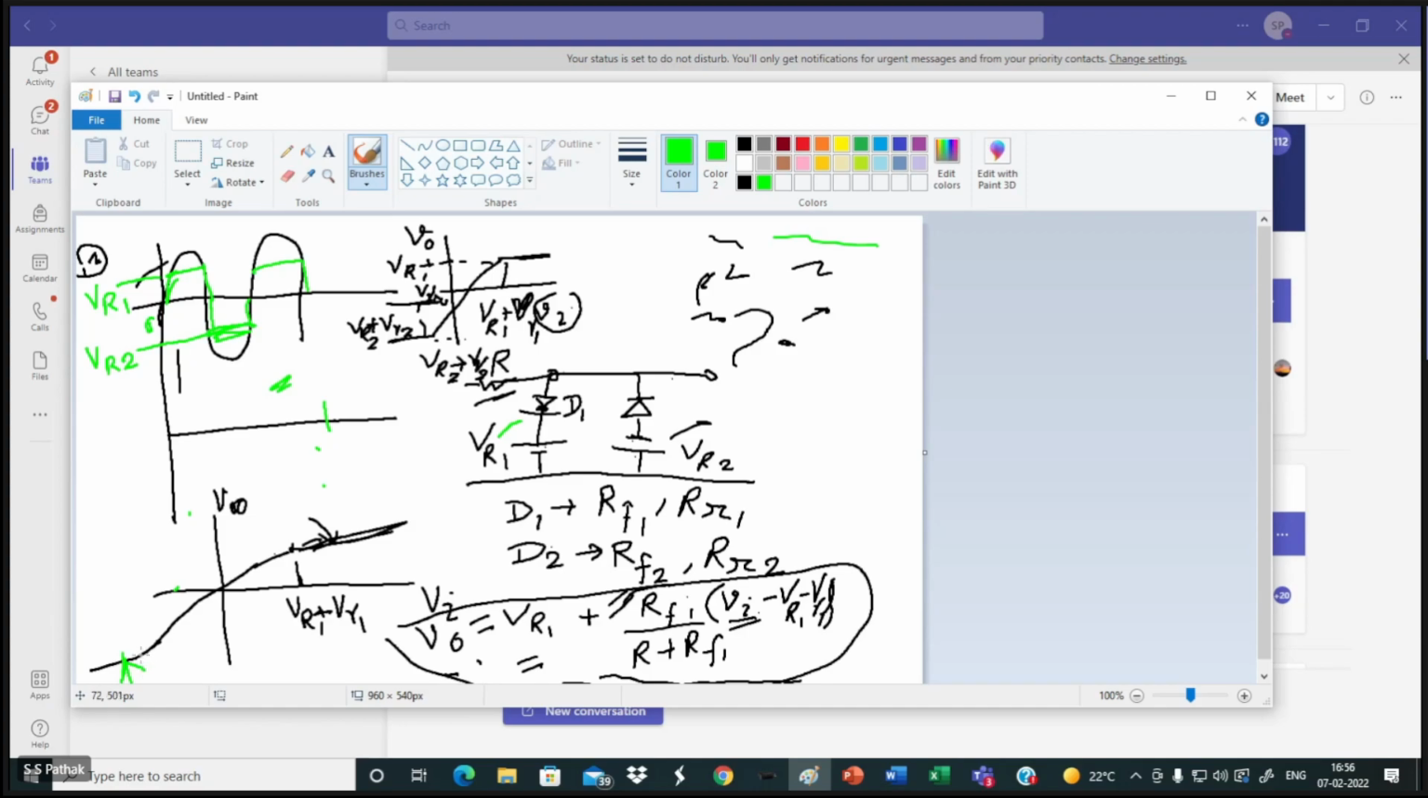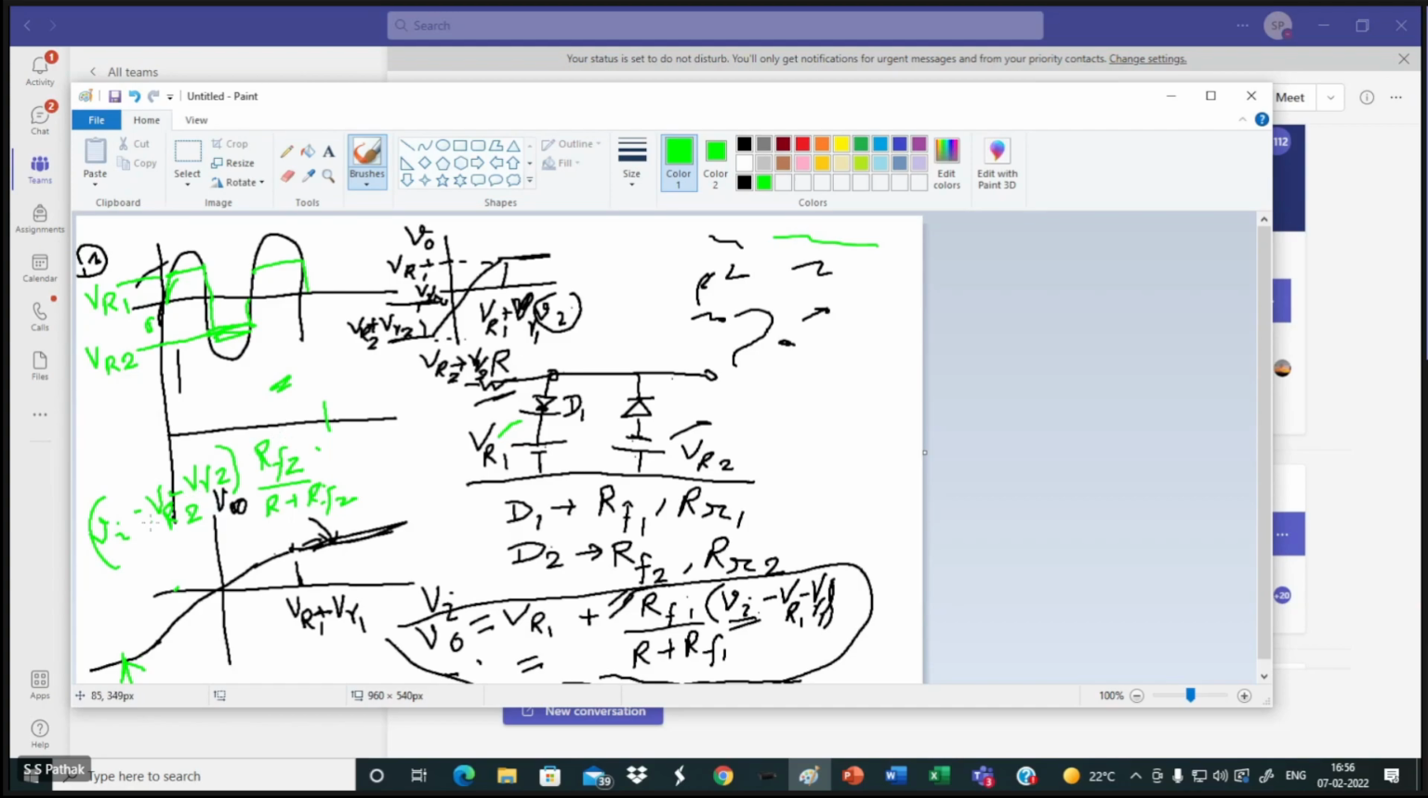This one will be hard. VR2 is larger than Vi. Okay. In the negative direction, V are increasing. So your Vi will be negative minus VR2. It will become positive. This minus this. Okay. VR2 minus V gamma again, V gamma 2. Again RF2 divided by R plus RF2.